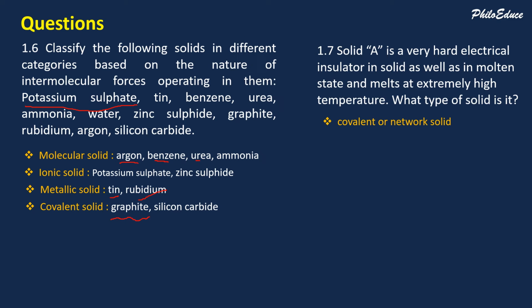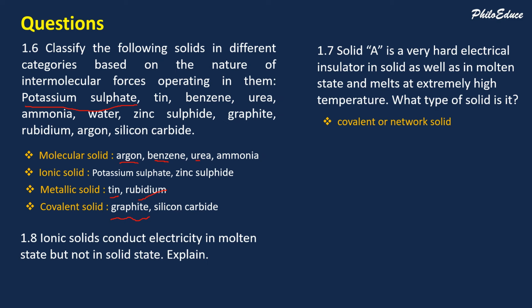In the case of ionic solids, in molten form they conduct. Molecular solids also have a possibility to be non-conducting in the molten state, but molecular solids are not that hard, and they do not melt at extremely high temperature. So the solid would be a covalent or network solid.